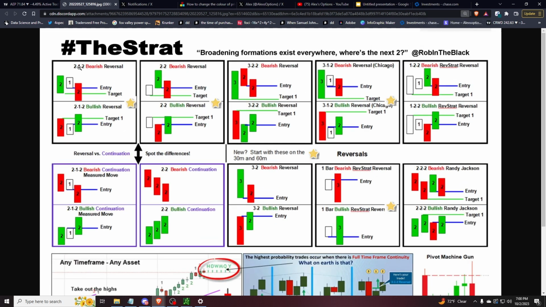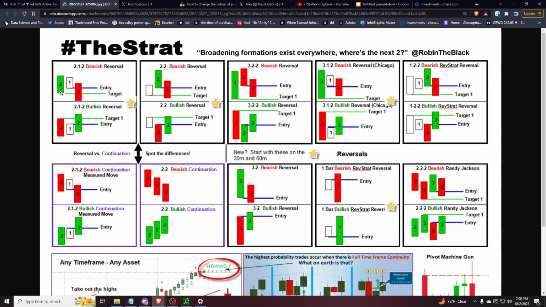The inside bar, 212 bearish reversal. We get the 2 to the upside, going up, then an inside bar, so equilibrium gets formed, and then they attempt it to the downside here. And our target is to take out the low of that 2. Why is that our magnitude, or why is that our target? Because that's the other side of the range.